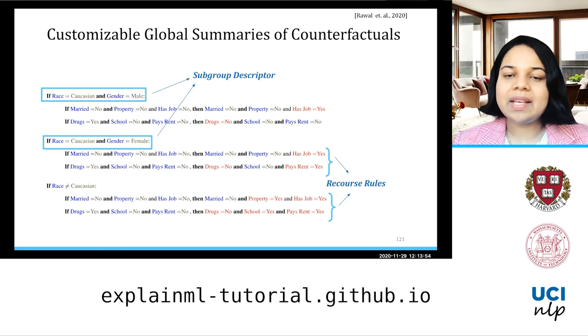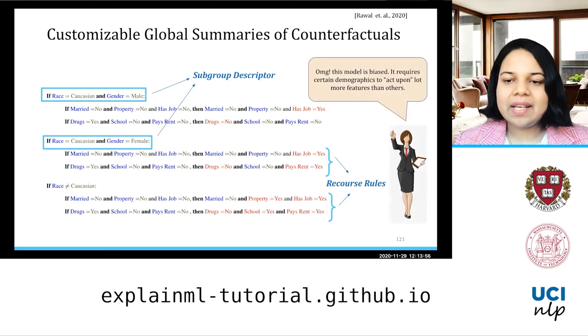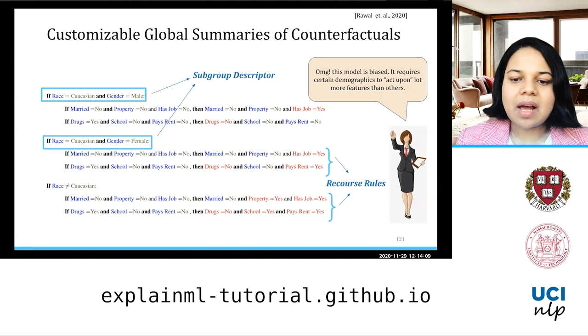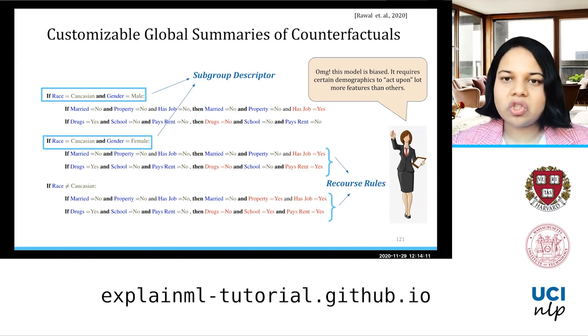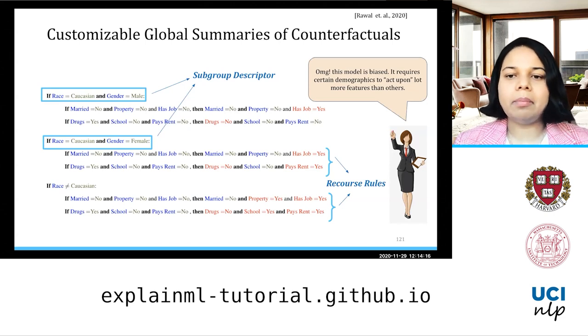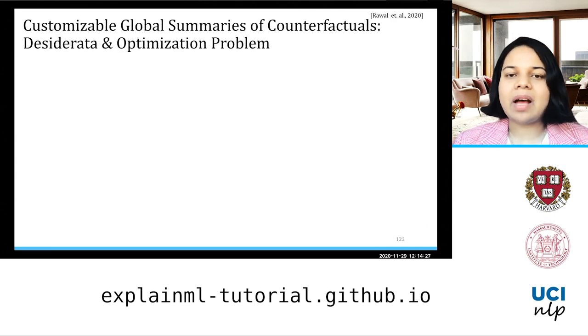And what we notice here is actually alarming. The recourses of this particular model may be biased because it is requiring certain demographics to act upon a lot more features than others. For example, non-Caucasians are being required to change a lot more features to get recourses than Caucasians. And that's a problem because there's a clear bias there. Now, how do we even generate explanations or global explanations that capture these kinds of summaries? Let's talk a little bit about the underlying desiderata and the optimization problem.